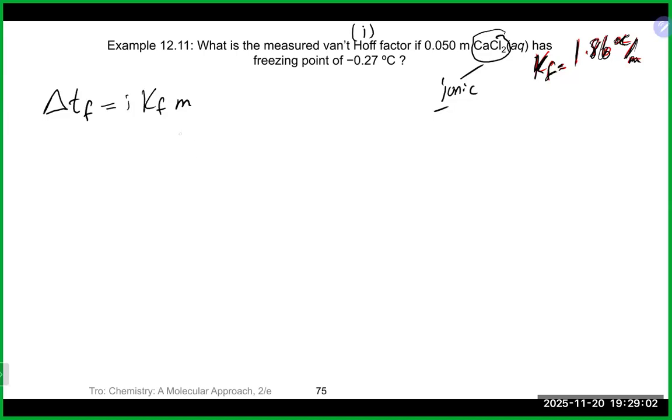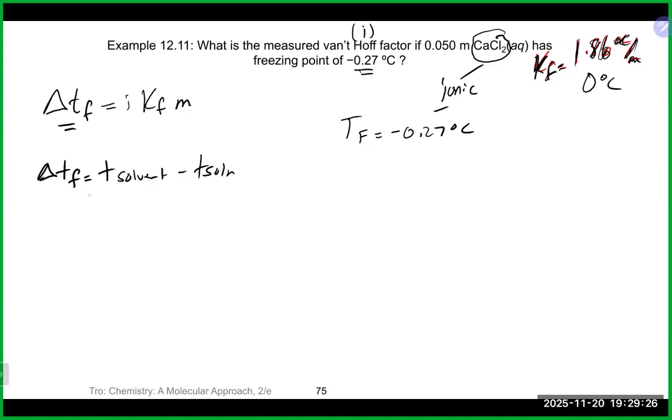Putting in our values here, once again, this is the actual temperature at which this solution freezes. This, as we talked about previously, is not the change in the freezing point temperature. We know water is the solvent, so we're going to have 0 degrees Celsius. The change in the freezing point temperature is the temperature of the solvent minus the temperature of the solution. So the change in freezing point temperature is 0 minus negative 0.27 degrees Celsius. Once again, that's how we get rid of that negative sign that should not be there. Now we do have the change in the freezing point temperature.